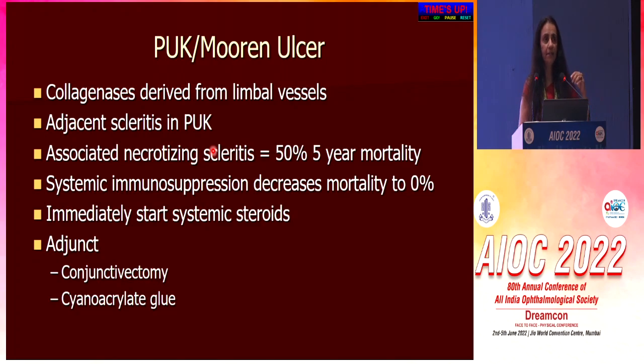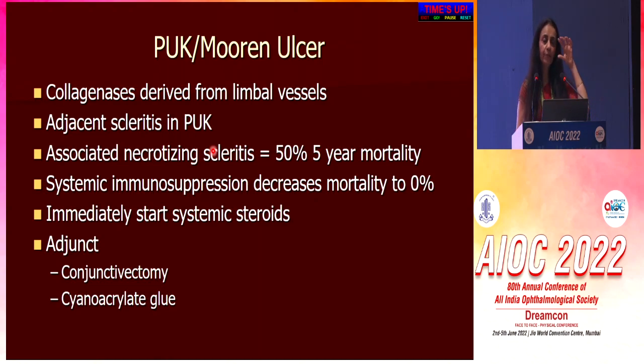So the inflammatory mediators are going through the bloodstream and they get ejected out at the limbus and they cause a melt in the peripheral cornea. This is really important to diagnose because you can actually save this patient's life. The mortality with PUK is about 50% over 10 years. If you put them on immunomodulators, their risk goes down to 0% if you put them on the right treatment.